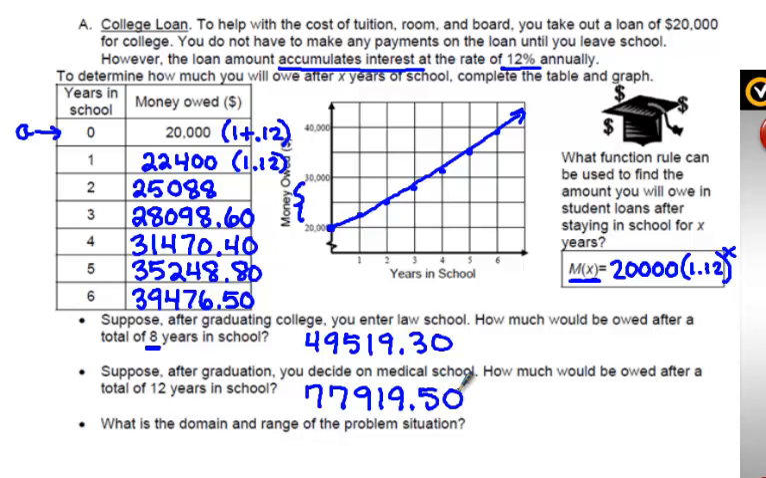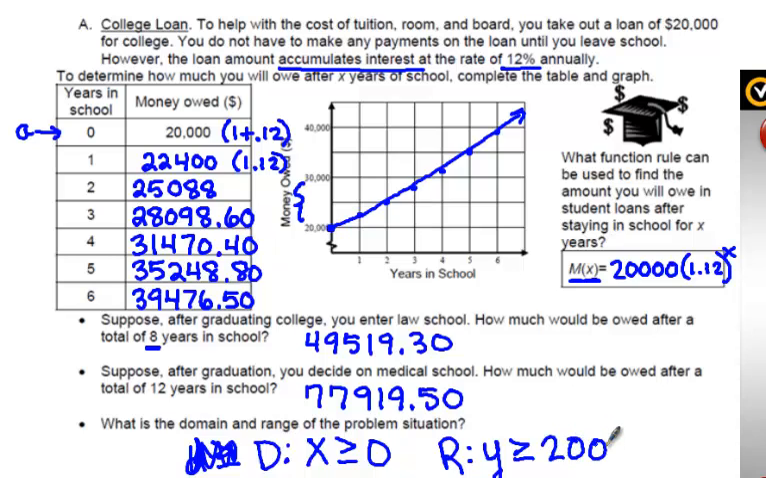What is the domain and range of the problem situation? Well, your domain, it started here at 0, so you know that your domain, oops, that's a horrible way of writing that, x that out. So the domain you get x is greater than or equal to 0 because it starts right here and it goes on forever. It could go on forever theoretically, at least the lifespan of the individual. The range, it started at 20,000. Okay, so there's your domain and range.